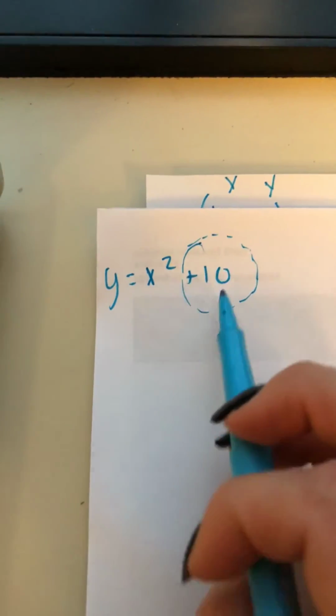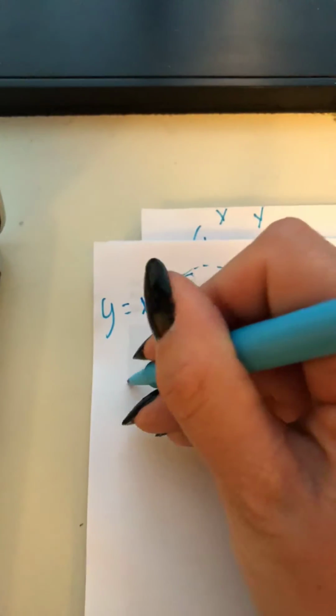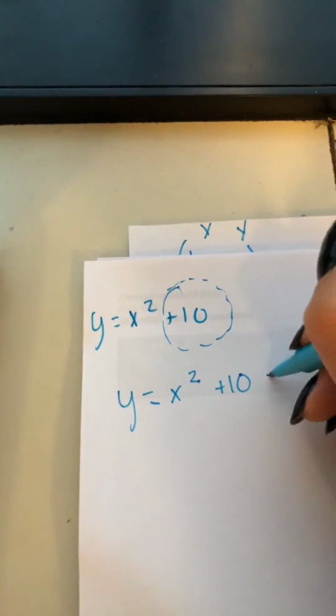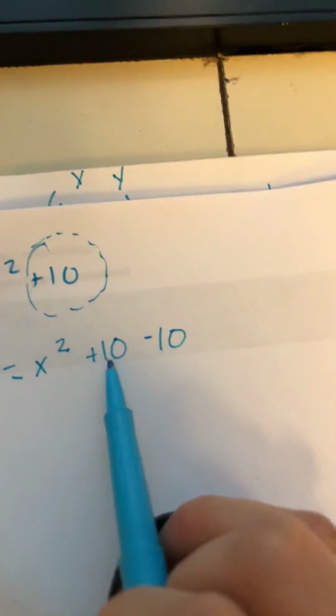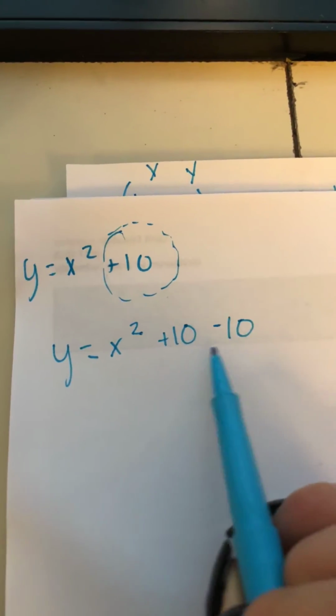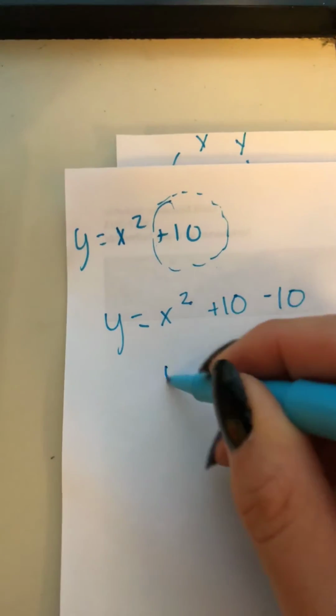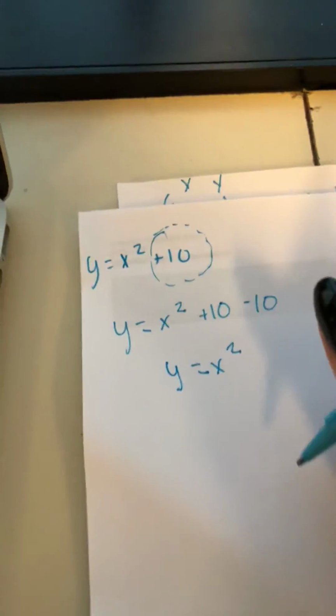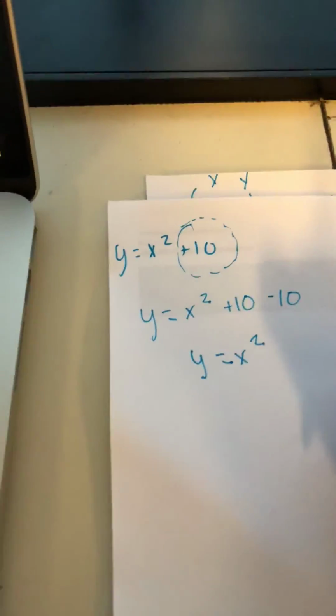My y-intercept is right here. So I would say y equals x squared plus 10 minus 10. You notice these are a zero pair, or they cancel out and equal 0. So y equals x squared. That would be the function to describe number 24.